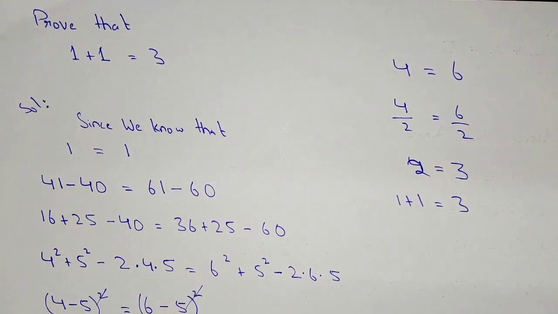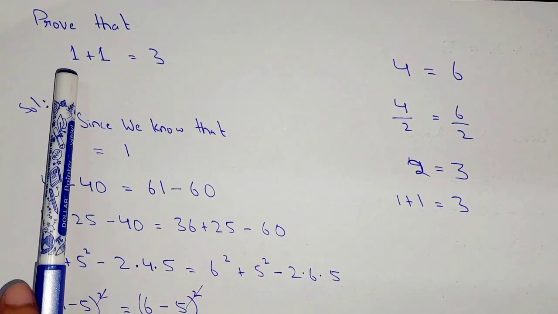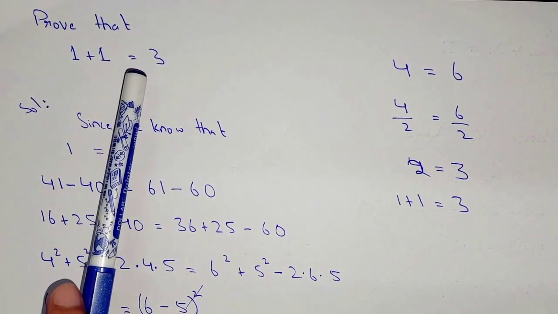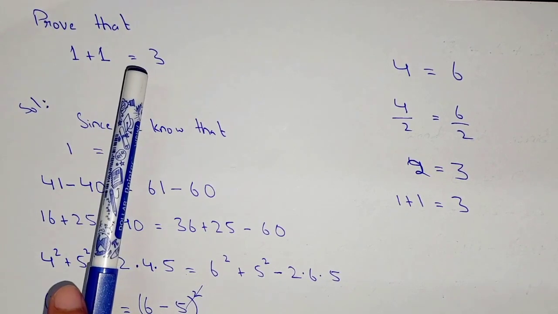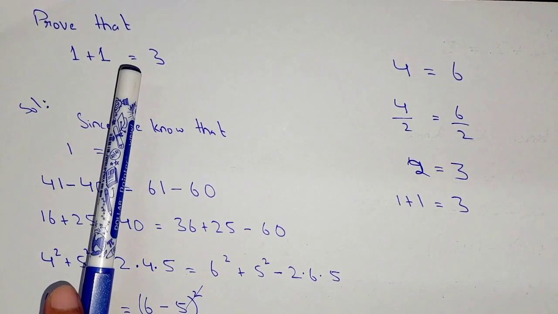In this video, we are going to make fun of mathematics. For example, here we have to prove that 1 plus 1 equal to 3. Since we know that 1 plus 1 cannot be equal to 3 and 1 plus 1 is equal to 2, but we are just making fun of mathematics.